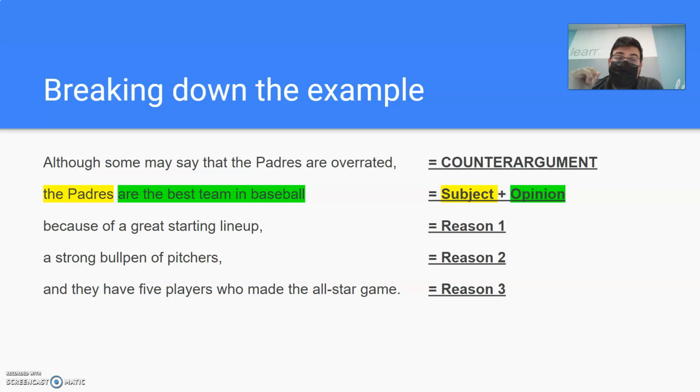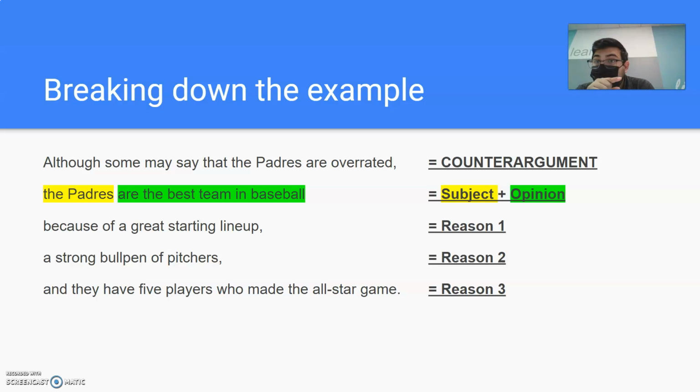So, reason one would be because of a great starting lineup. Reason two would be a strong bullpen of pitchers. And reason three would be they have 5 players who made the All Star game. All of this contributes to a strong thesis statement, and I would be able to write a whole essay on this topic. The counter argument is addressed.